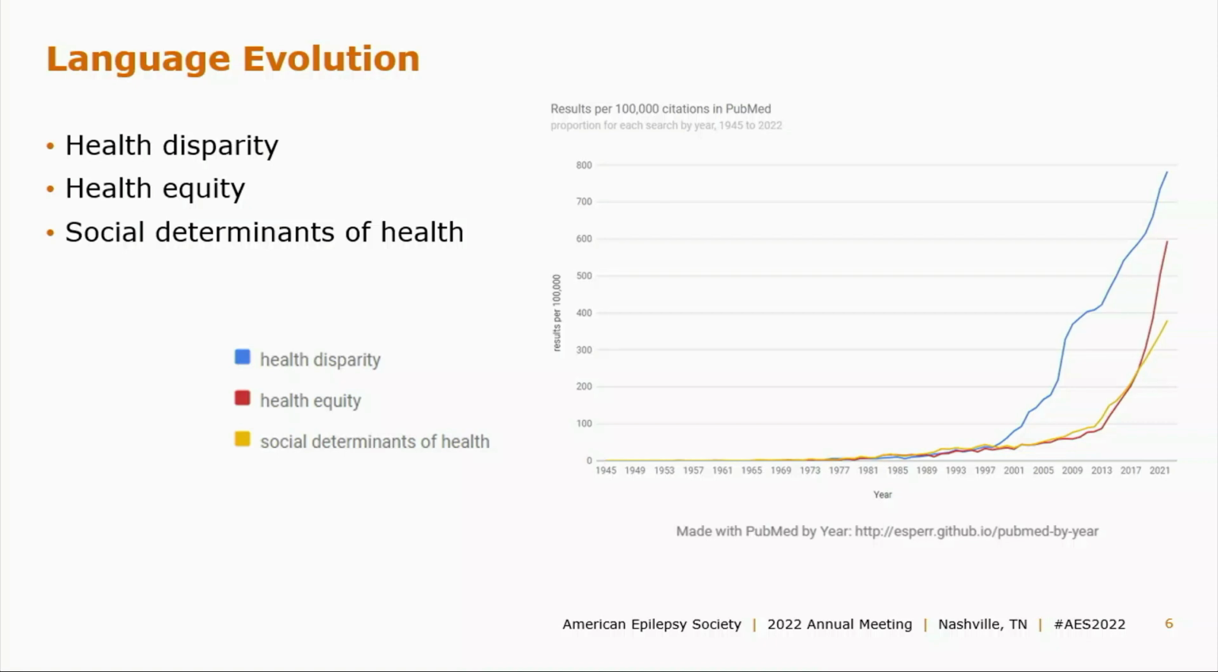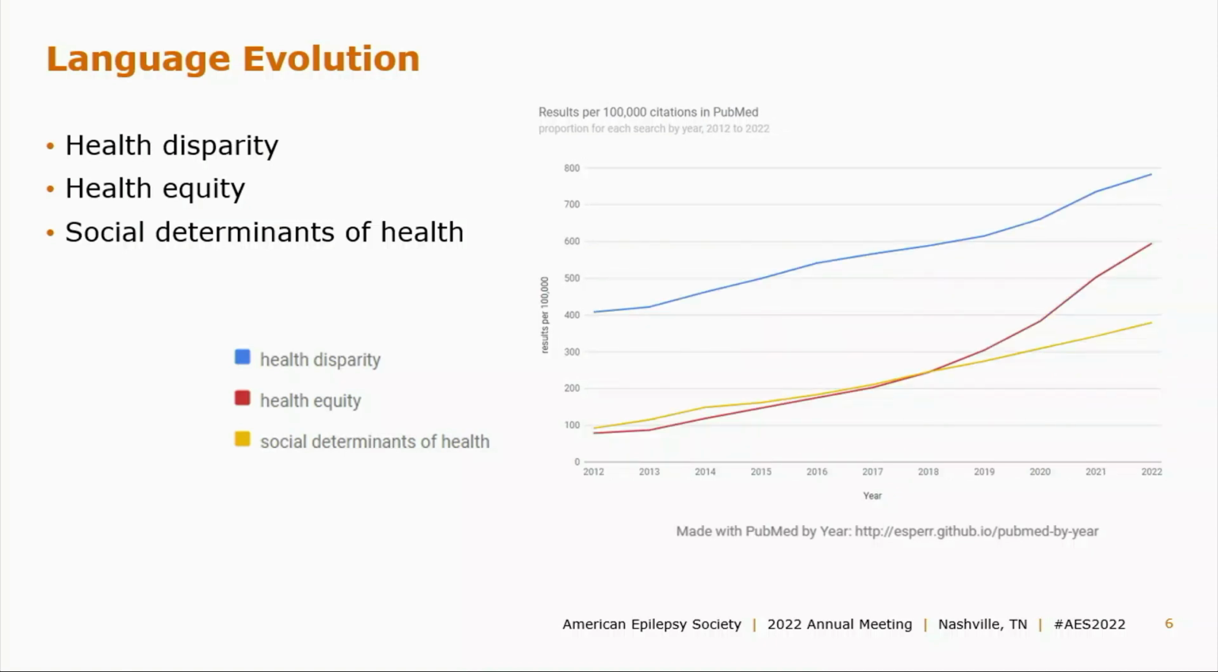The takeaway here is that we really weren't talking about this at all until maybe 30 years ago. Then there was a big increase first in health disparities and more recently in health equity and social determinants of health, and even more so in the last couple of years in light of the COVID-19 pandemic and social justice things going on. If we look just at the last 10 years, the years of the IOM report, you'll also see similar trends, particularly with health equity in red increasing. I also did this putting in epilepsy as a search term, so I don't have it to show, but it followed a very similar trend.